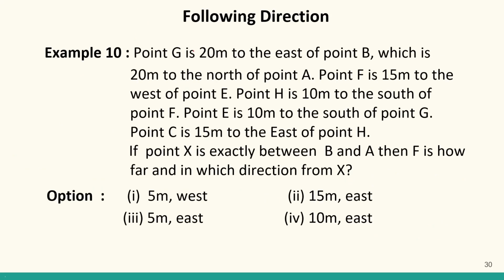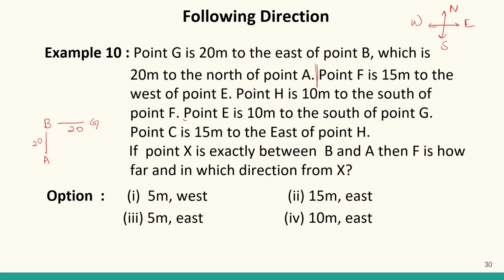Now, let us solve this question. Point G is 20 meter to the east of point B. So if this is, take reference, okay? Point G is 20 meter to the east of point B, which is 20 meter to the north of point A. So B is 20 meter to the north of point A. Similarly, this is first information. Point F is 15 meter to the west of E. E is not yet mentioned. H is 10 meter to the south of F, not yet mentioned. Point E is 10 meter to the south of G.